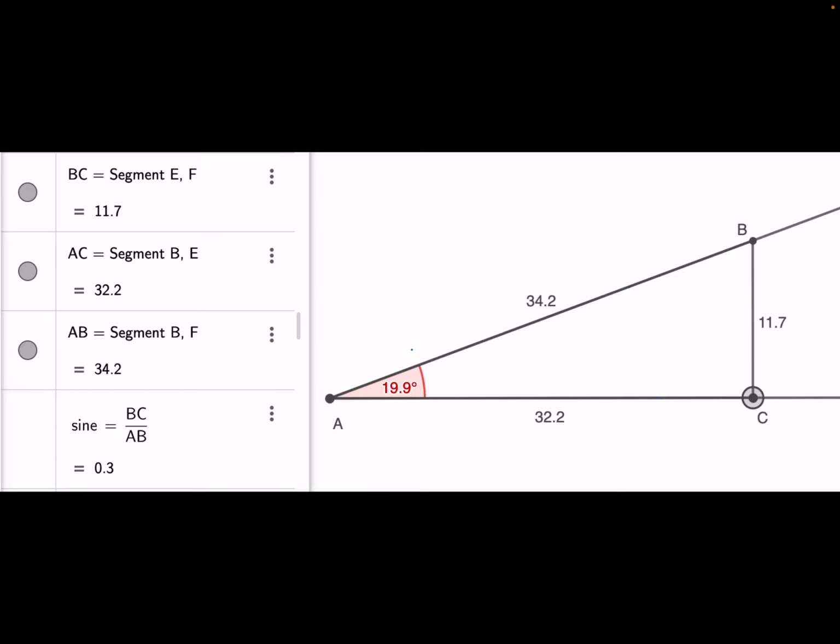No matter what I change it to, as long as that angle of 19.9 degrees stayed, my sine of that angle, this ratio, this division, all it is is a division. That's all. It's a special name. We say sine is this ratio of the sides. BC is the side that is opposite my angle, the y value up and down, and I divided it by the hypotenuse. We saw that no matter where we moved my triangle, as long as that 19.9 degrees held, I got the same ratio every time. I got 0.3.